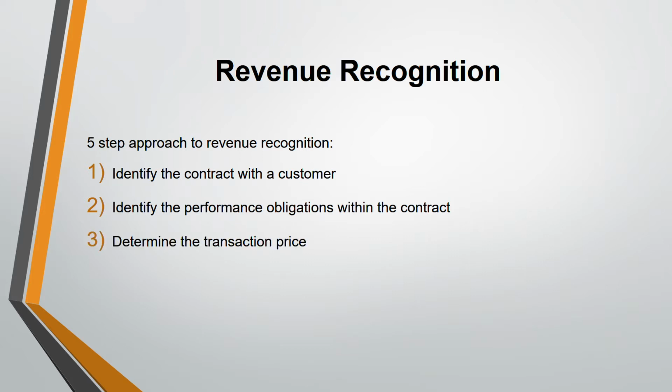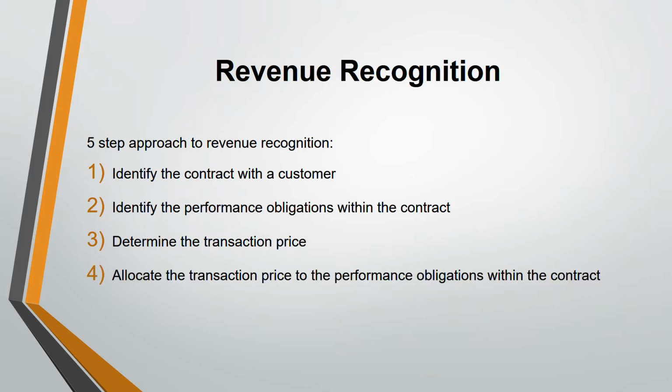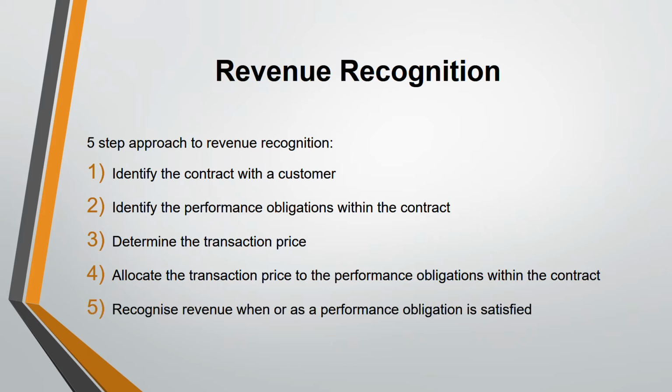Third, transaction price. This is the price that an entity is entitled to receive after it fulfills its obligation. Fourth, allocate the transaction price to the performance obligations within the contract. Under the same contract, there might be more than one performance obligation, maybe 2 or 3 goods or services you have to give to the customer. For that, you have to allocate the transaction price among all the performance obligations. Fifth, recognize revenue when or as a performance obligation is satisfied.